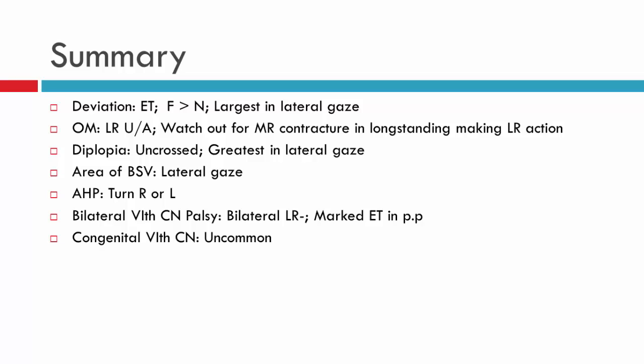And don't forget, you can also have a bilateral or a congenital sixth nerve palsy. For bilateral sixths, you will have lateral rectus minus on both eyes, and you'll also have a marked esotropia in primary position. Okay, and finally with the congenitals, they're relatively uncommon, but they will present at birth with an ET in primary position and a lateral rectus underaction.